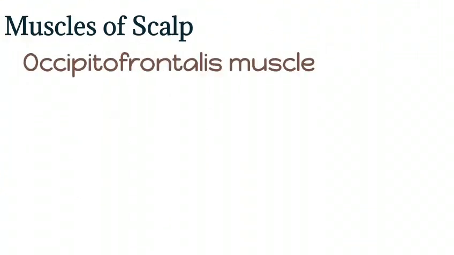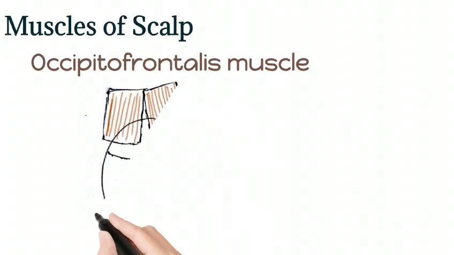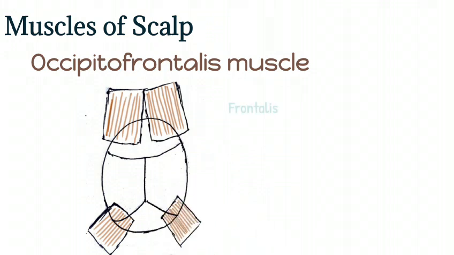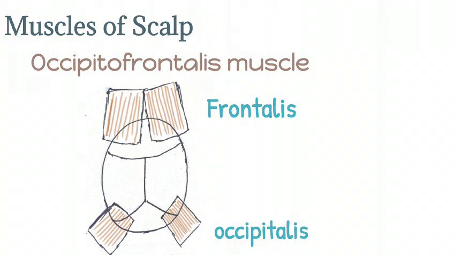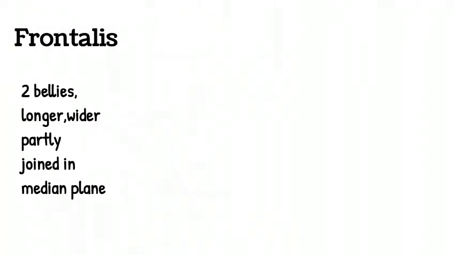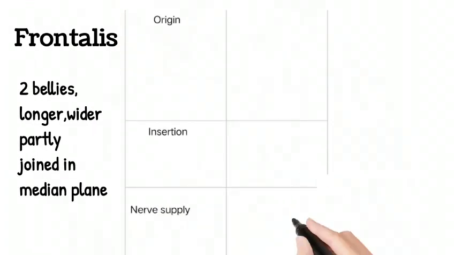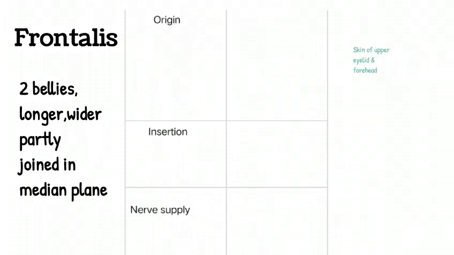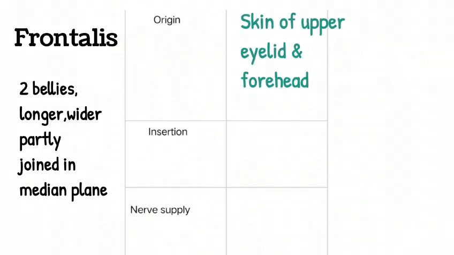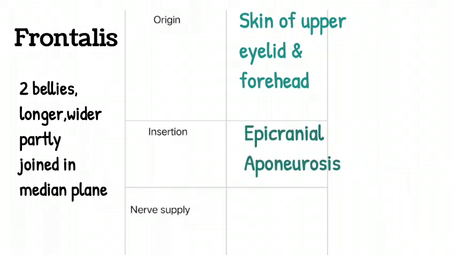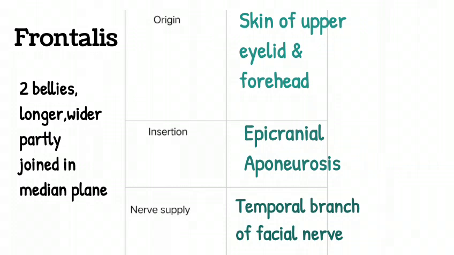The occipitofrontalis muscle. It consists of frontalis in the front and occipitalis at the back of the head. The frontalis has two bellies, wider and longer, partly united. The origin of the muscle is from the skin of the upper eyelid and forehead. It is inserted into the epicranial aponeurosis. Supplied by the temporal branch of the facial nerve.